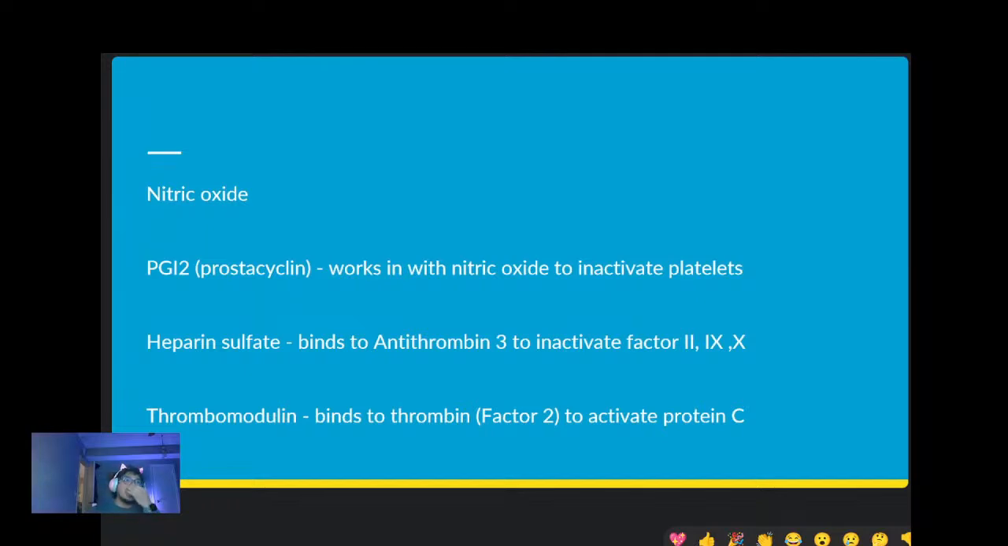Heparin sulfate is something that binds to antithrombin 3. Antithrombin 3 inactivates factor 2, factor 9, and factor 10. Okay?